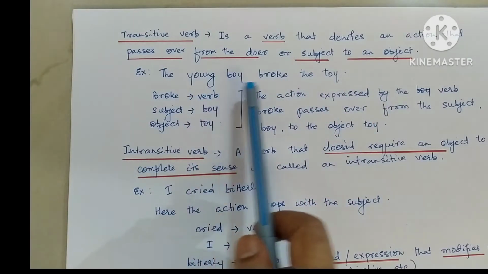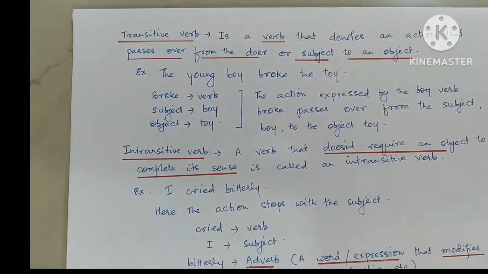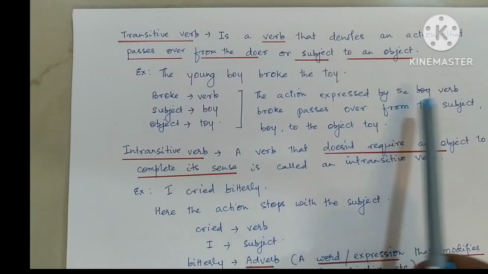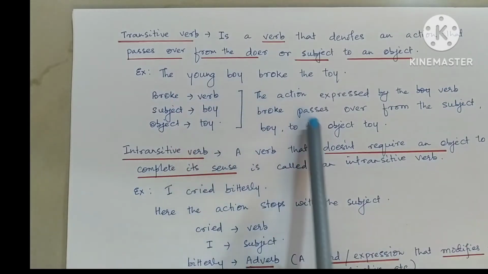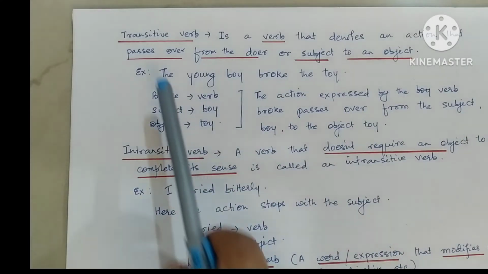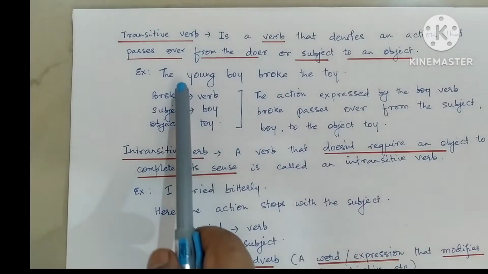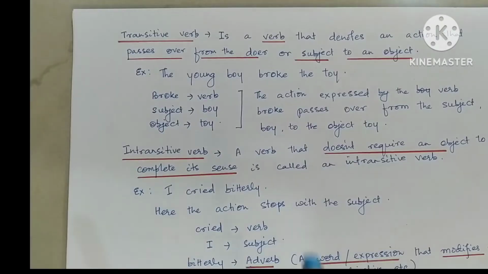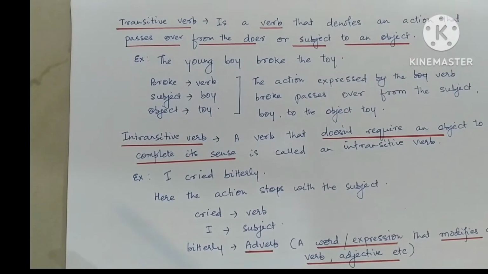The young boy broke the toy. Now, in this, children, broke is the verb, the subject is the boy, and the object is toy. So, the action expressed by the verb broke passes over from the subject boy to the object toy. So, it is transitive. That means it is transiting. That is why the verb broke is a transitive verb over here. I am just giving you an example before we go over to the actual question.